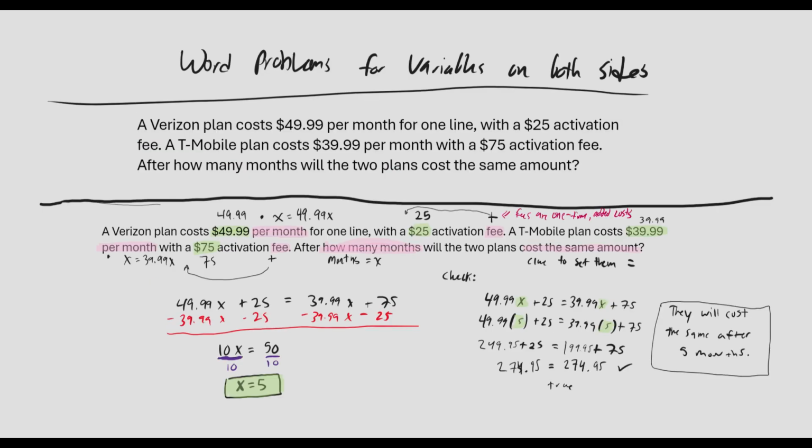And that brings us to one more lesson on one more type of word problem you might see with what we've been dealing with, which is when you have word problems with variables on both sides. This is usually when you're comparing two types of plans or two situations to each other. The way this might work out is like this problem.